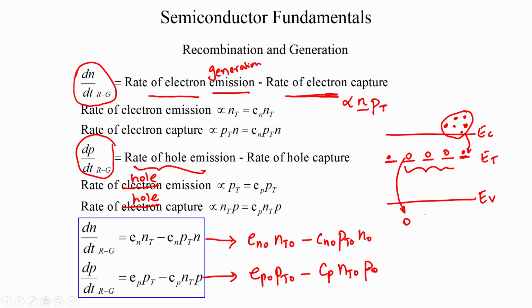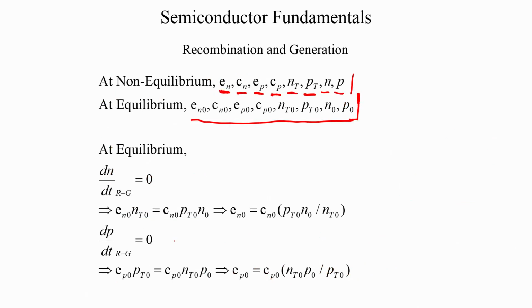So, if we consider the equilibrium condition, we know that these rates have to be 0, and using that we can develop a relation between ENO and CNO. We are trying to get rid of this variable ENO. We want to represent all our equations with CNO and CPO. So, for electrons your ENO is nothing but this term here and your EPO is nothing but this term here. This is all at equilibrium.